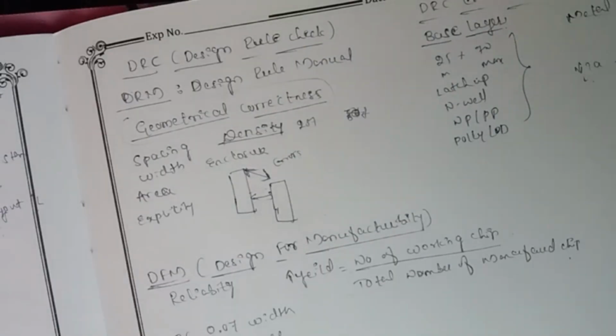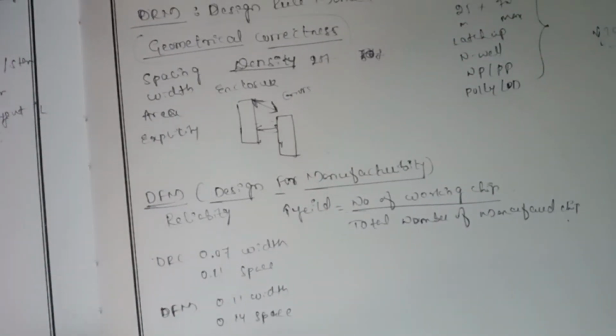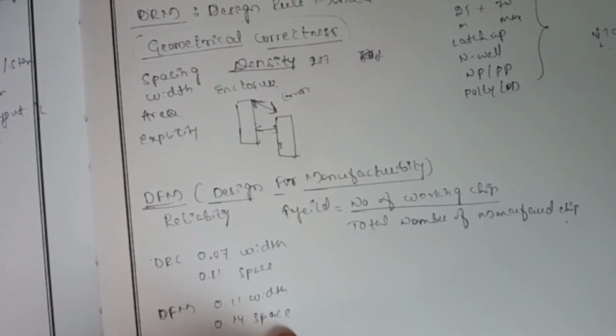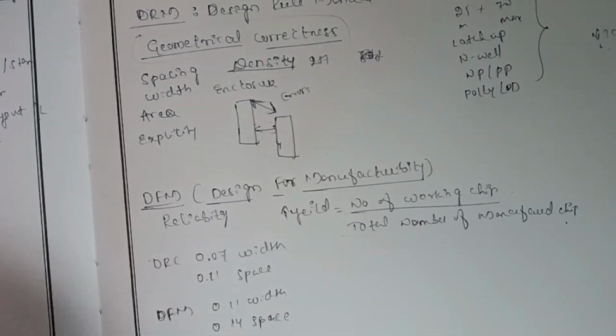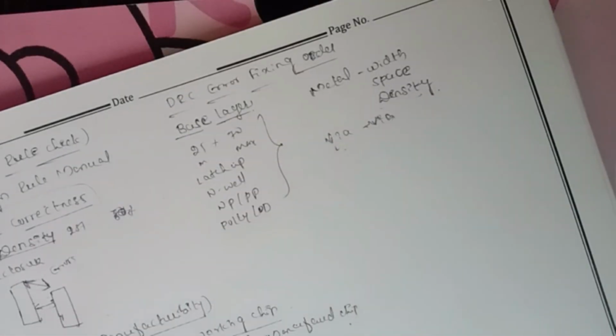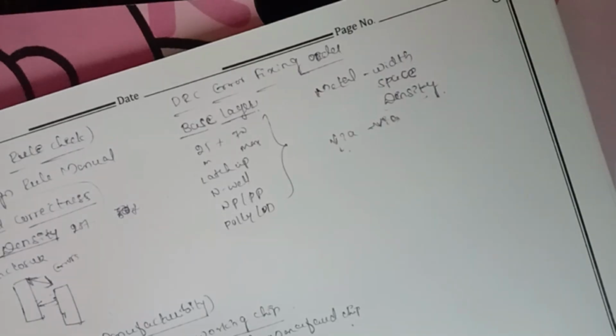And this is all about the DRC. It is all about geometrical correctness, and DFM is an extended version of the DRC, so I took this topic also in this video. If you want the LVS also, it is already covered in the last topic. You can go through it. Link will be in the description.